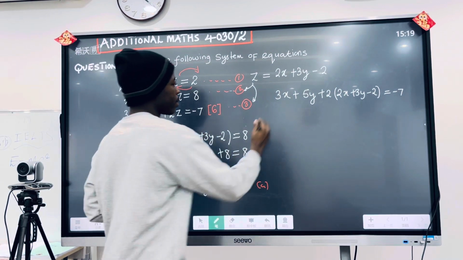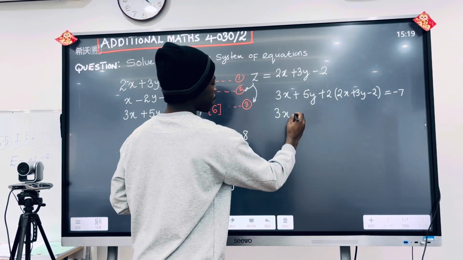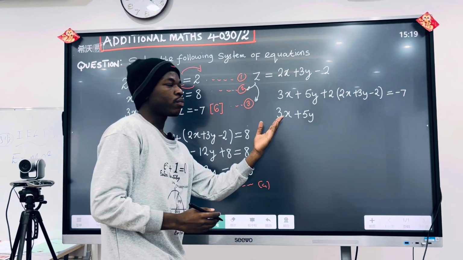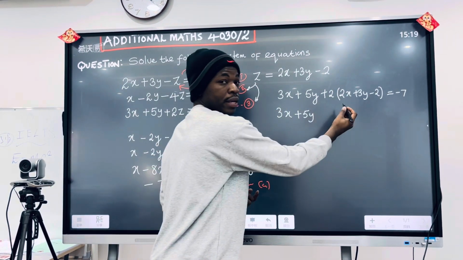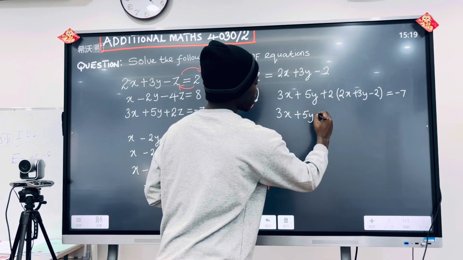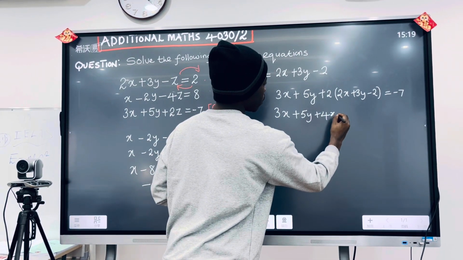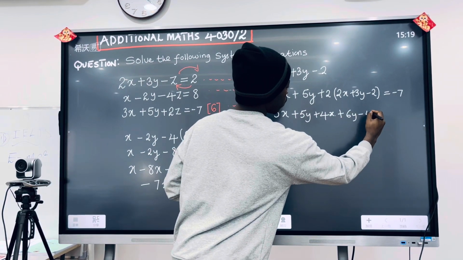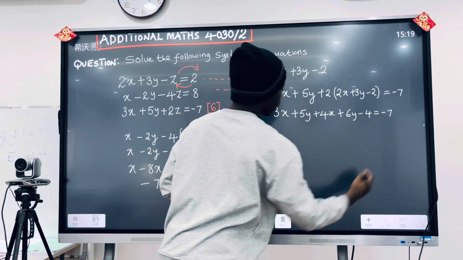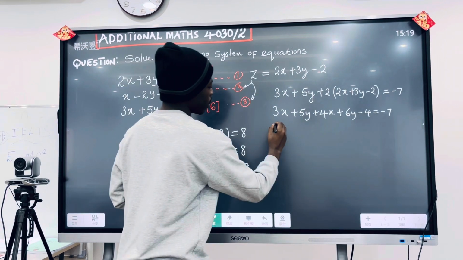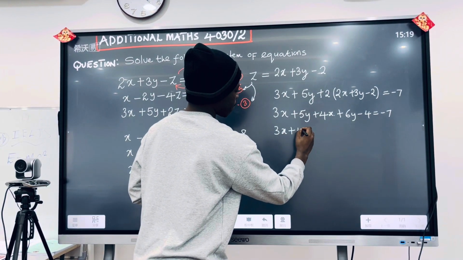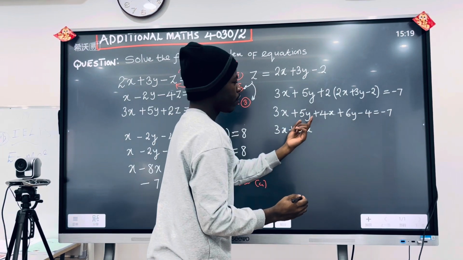We just simplify this. So 3x plus 5y. We multiply throughout by 2. You can see we're opening the brackets there. So 2 multiplied by 2x, that's 4x. 2 multiplied by 3y, that's 6y. Then we have negative 4 there, equals negative 7. We collect the like terms as y's. So 3x and 4x. Then 5y and 6y.